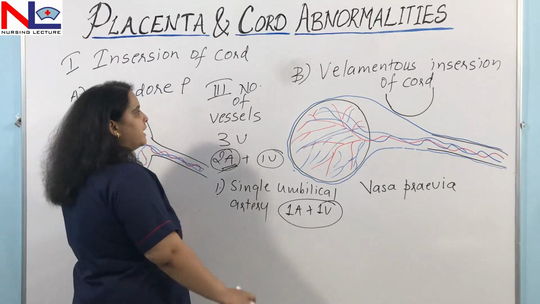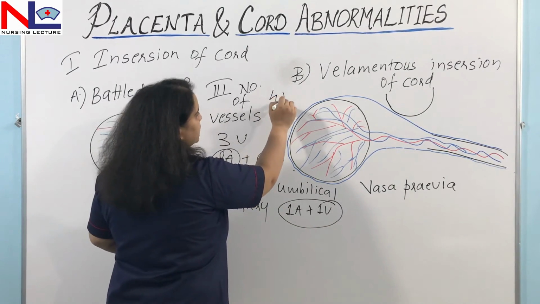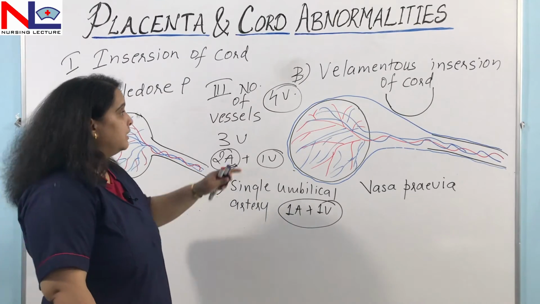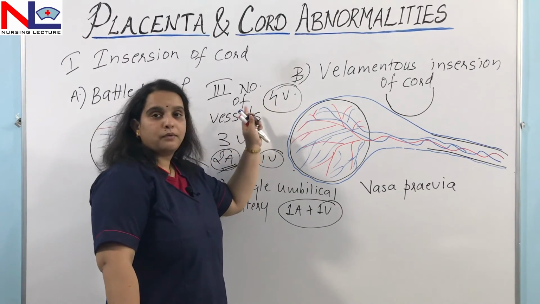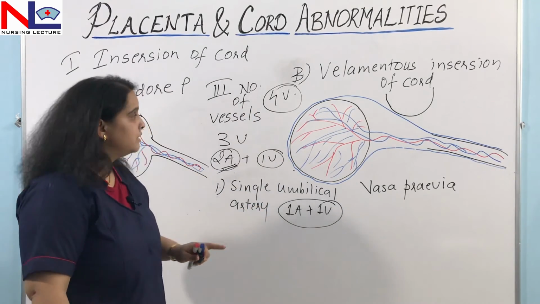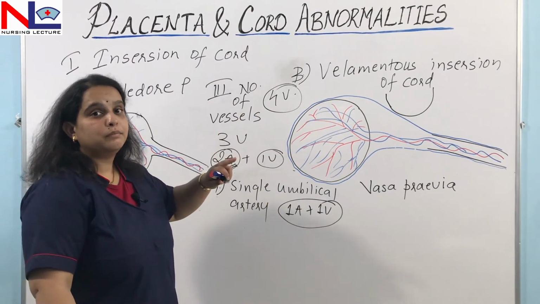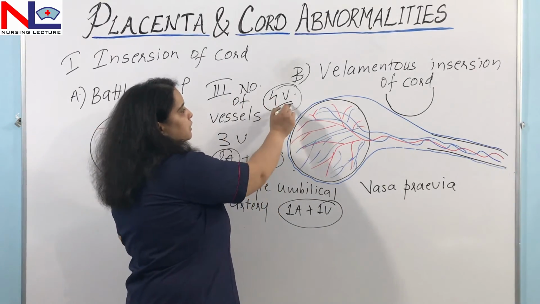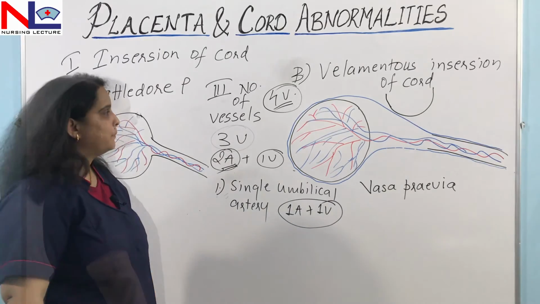One more variety is the 4 vessel anomaly. If you remember, I told you previously that usually in embryonic life there are 4 vessels, 2 arteries and 2 veins. One vein later on disappears. If that vein does not disappear and remains there, it causes the 4 vessel abnormality.